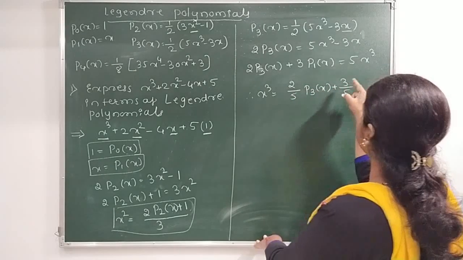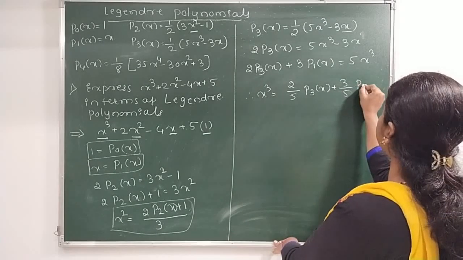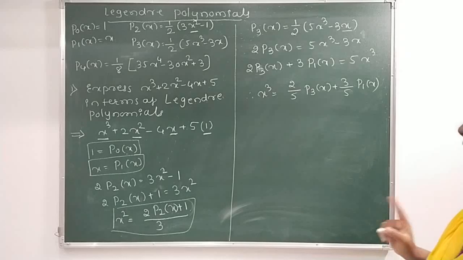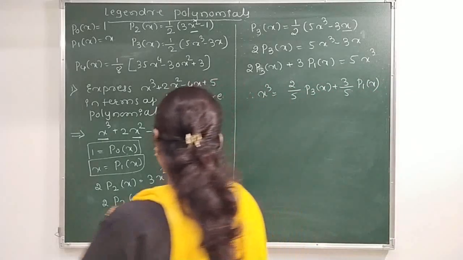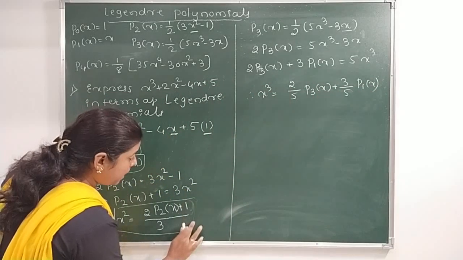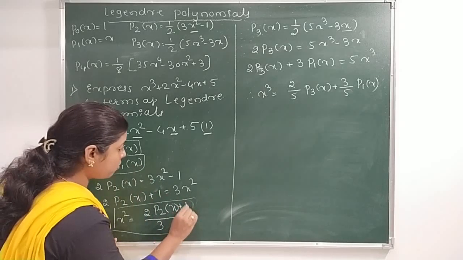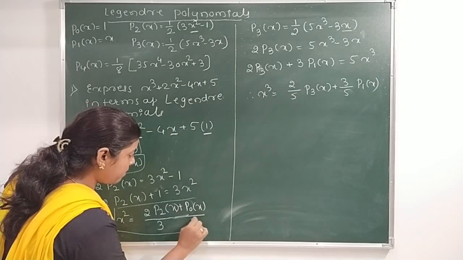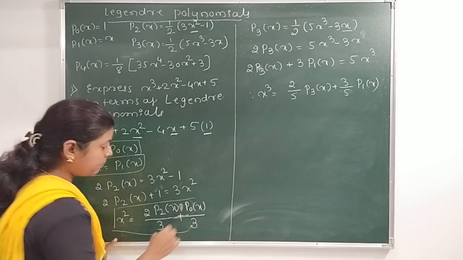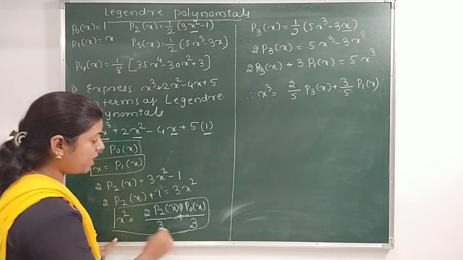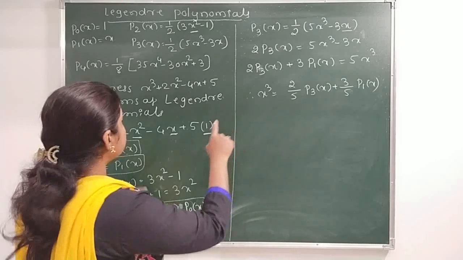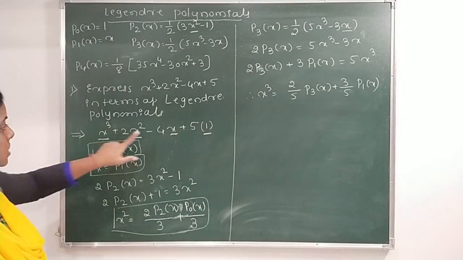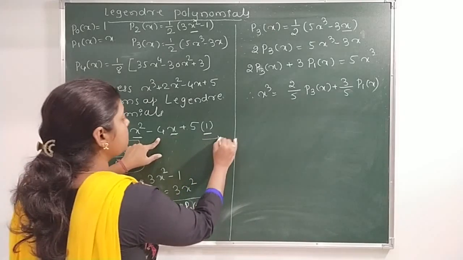Now I will simplify the denominator with each term. It is easy to write the simplification. Here also in the x square term, you have to make this 1 as P0 of x. Here also you have to divide by 3 separately, and it is easy to simplify directly. After getting the x cube term, x square term, x term, and 1 term, substitute in the given equation.